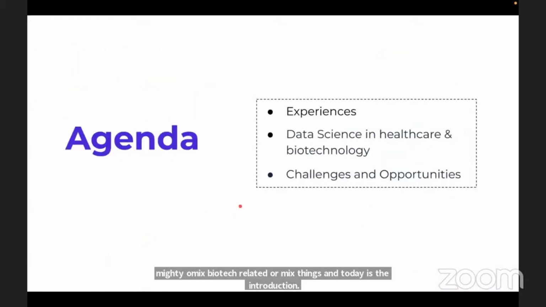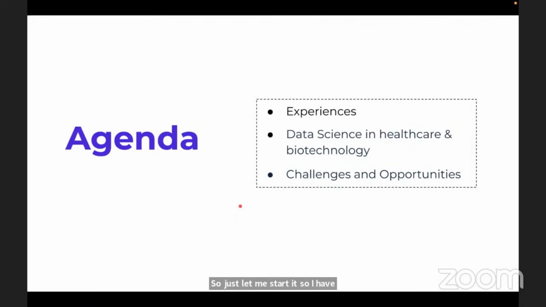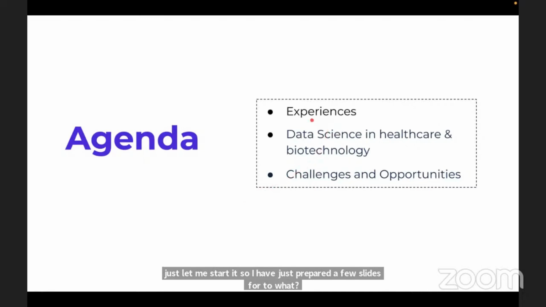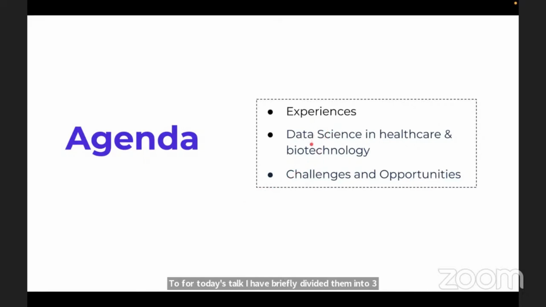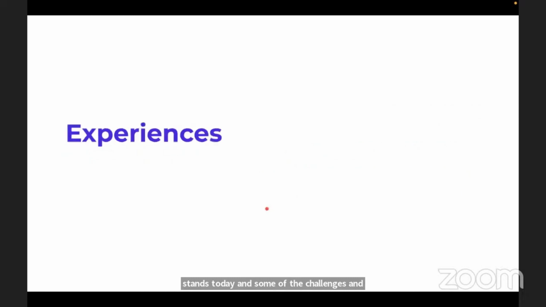I have prepared a few slides for today's talk. I have briefly divided them into 3 sections: my experiences, data science in healthcare and where it stands today, and some of the challenges and opportunities which exist now and which will be coming more in the nearby future.